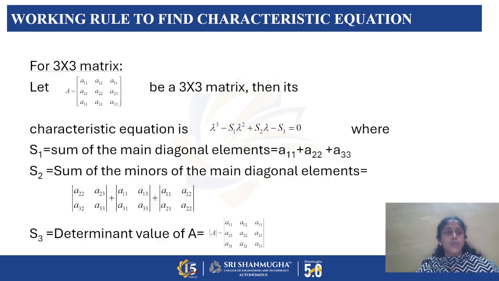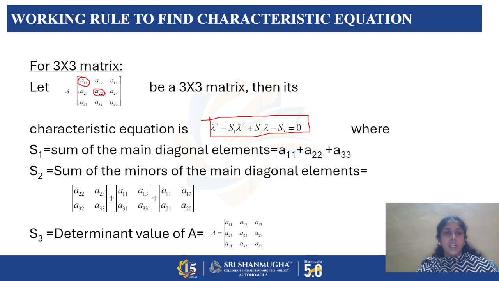When I expand the determinant, I will get a numerical value, which is how I get s2. For a 3 by 3 matrix, the working rule is the same with s1, s2, but the characteristic equation will differ. It is lambda cube minus s1 lambda squared plus s2 lambda minus s3 equal to 0, where s1 is the sum of main diagonal elements and s2 is the sum of minors of the main diagonal elements. So how to find the minors: a11 is the first diagonal element. I have to leave the corresponding row and column. So I have to write a22, a23, a32, a33 plus the next diagonal element is a22.